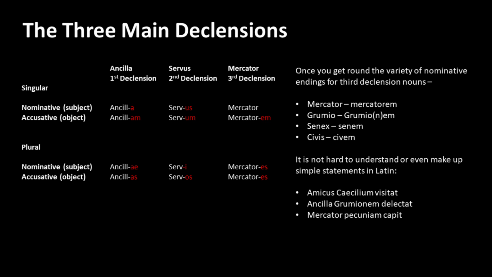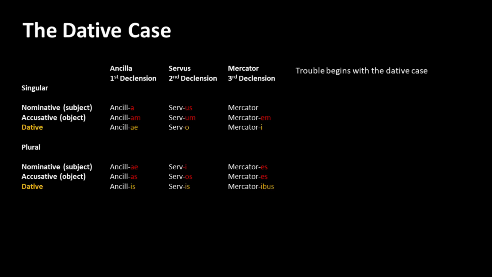Yes, you need to learn the nominative and accusative singular and plural for each of these three declensions. But having done this, you can read and you can make up simple statements in Latin. Do not, however, tell yourself, "Oh, this isn't such a difficult language as I thought it might be." The problem is that this is not the whole of the Latin case system. There are 4 other cases, and here is one of them. This is the dative case, and here is where the trouble often starts.